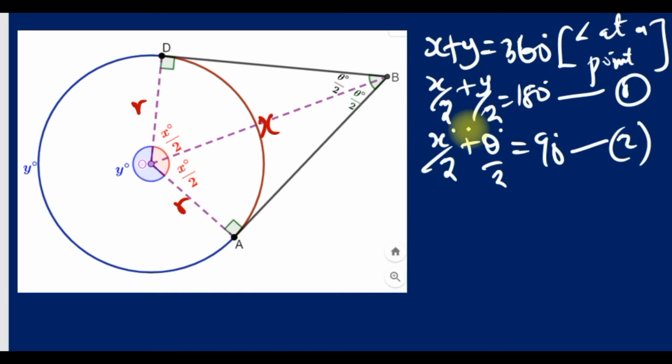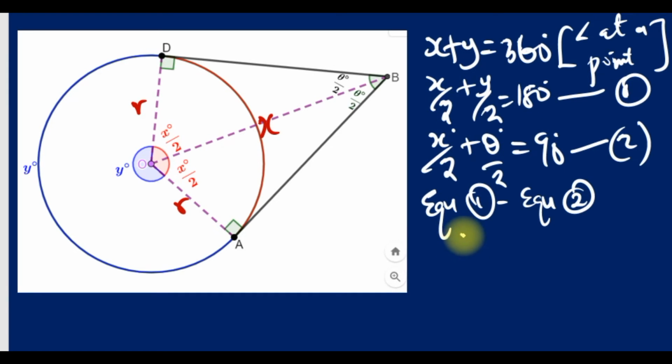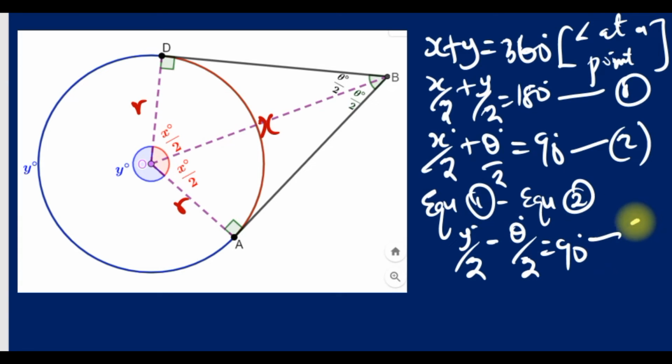So if we now do equation 1 minus equation 2, we see that this minus this is gone. So we are left with y over 2 minus theta over 2 equal to 90. Do you get it? I subtracted equation 2 from 1. So that's how we got equation 3. So we are coming to something.